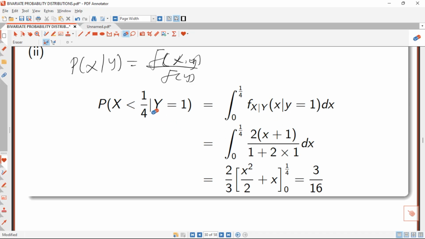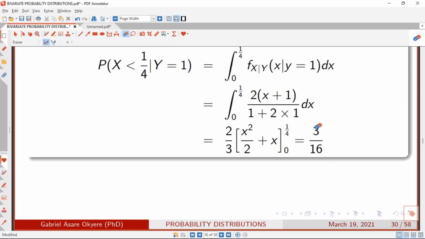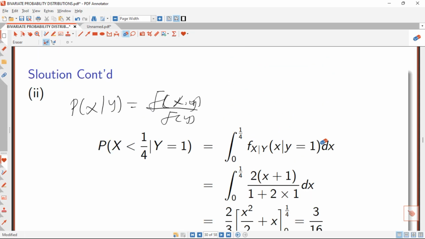And then we are going to integrate it from 0 to 1 over 4. Since here was less than, x varies, and it is ranging between 0 to 1 over 4. So here we are going to integrate dx from 0 to 1 over 4, and what we are going to get here is 3 divided by 16. 3 divided by 16 will be our final answer.